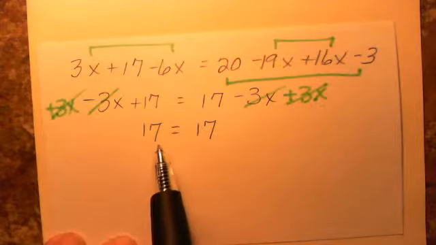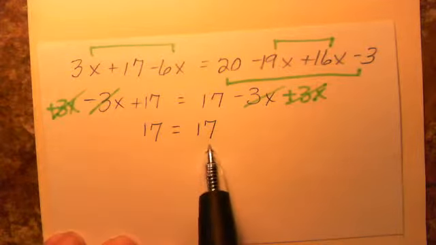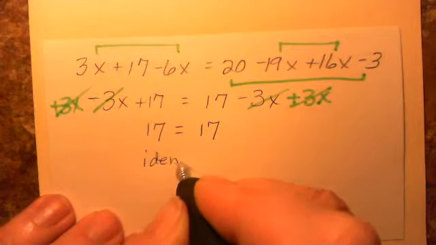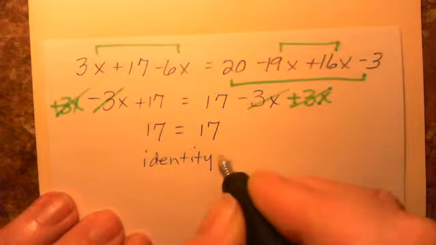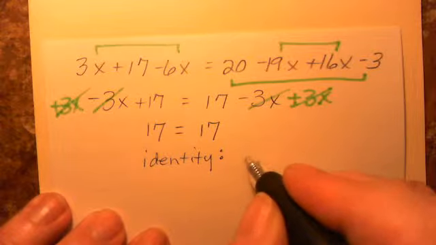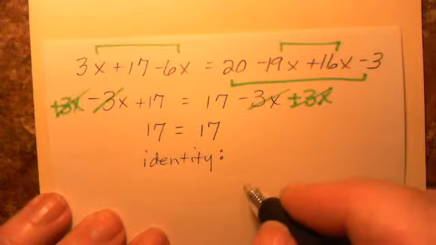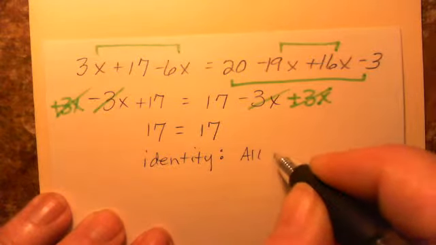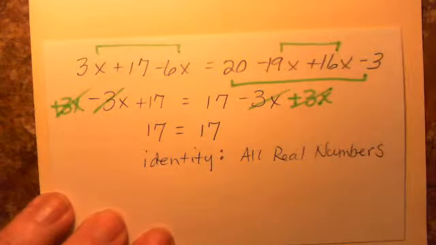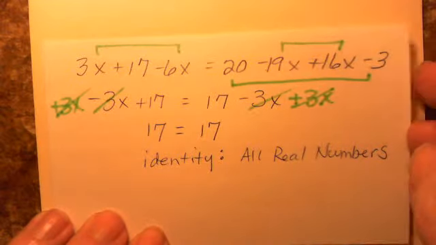So what we have is a true statement. We have a true equation here because 17 equals 17 is true. Because it is true, remember, we call that an identity. And because the result is an identity, we know that all real numbers is the solution set here. Okay? It's not just one number that works, it's all real numbers work. And if you want to prove it, just pick a few and try, and you will see that all real numbers will check true.